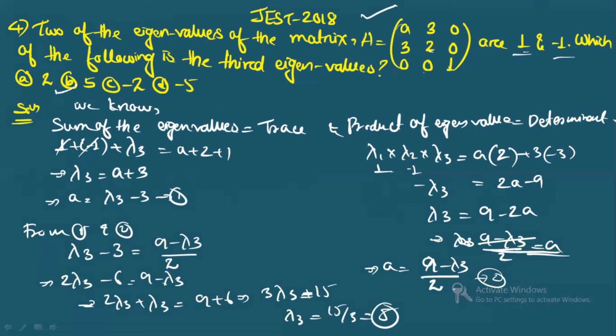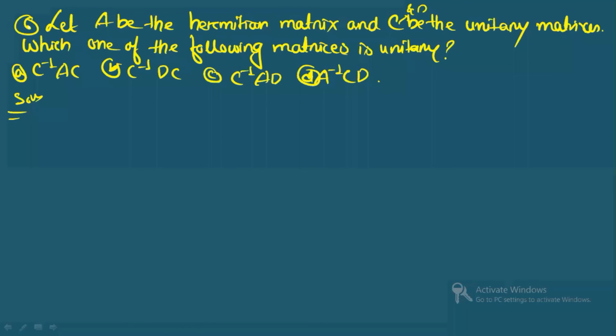Clear? So you can just use this concept that the sum of the eigenvalues is equal to the trace and the product of the eigenvalues is equal to the determinant. Clear? So here it says, let A be the Hermitian matrix and C and D be the unitary matrices. Which one of the following matrices is unitary?